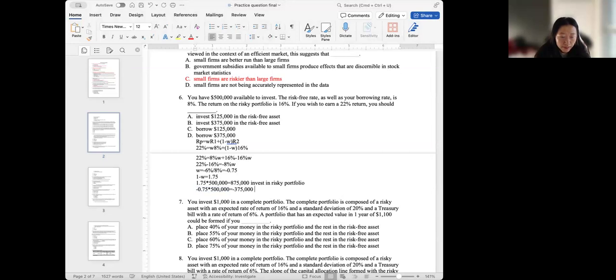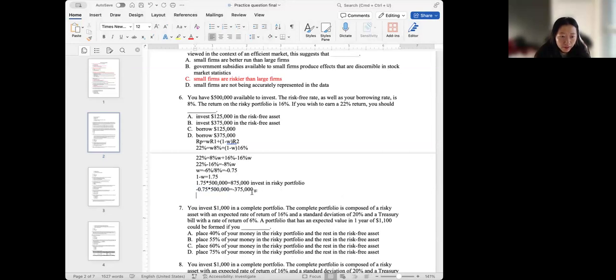So negative means we're borrowing. So we're borrowing 375 from the risk-free asset. So we receive 375, later we'll need to return it. We use this 375 plus the initial 500,000, adding up to 875 invested into the risky portfolio. And then to close the position, we need to sell the risky portfolio as well as return 375 to the risk-free, to close the risk-free asset.